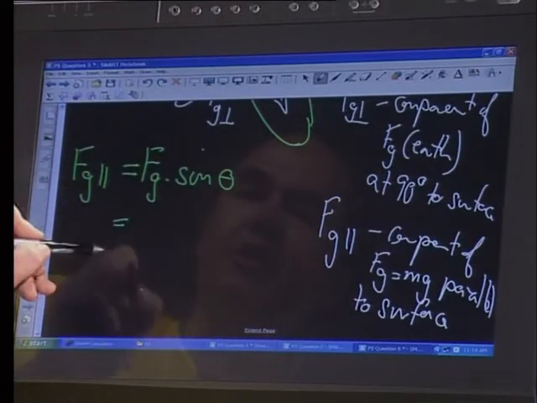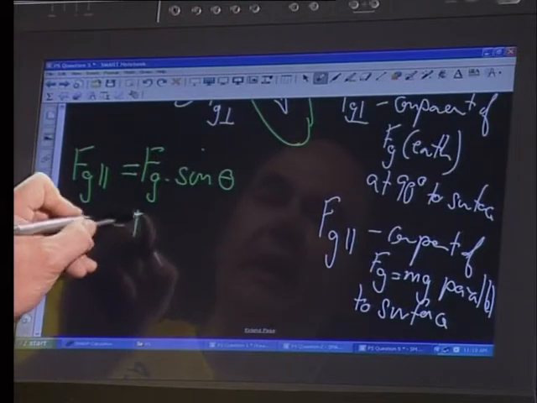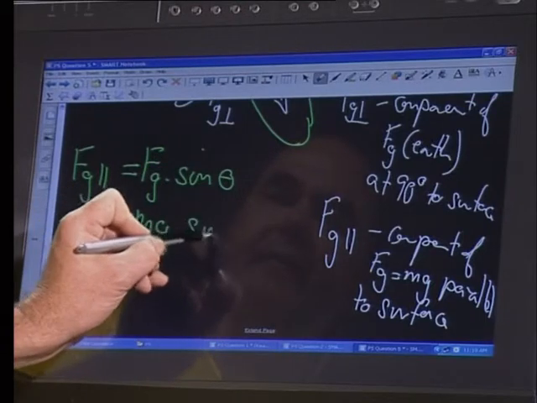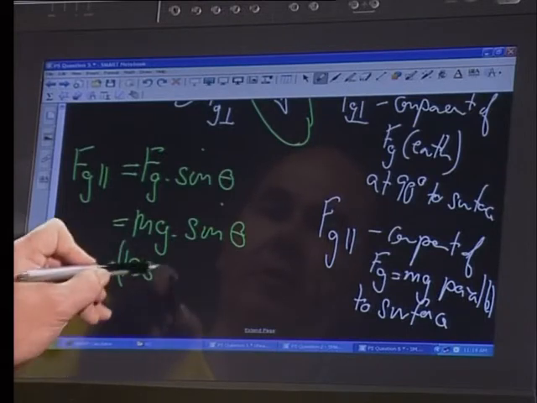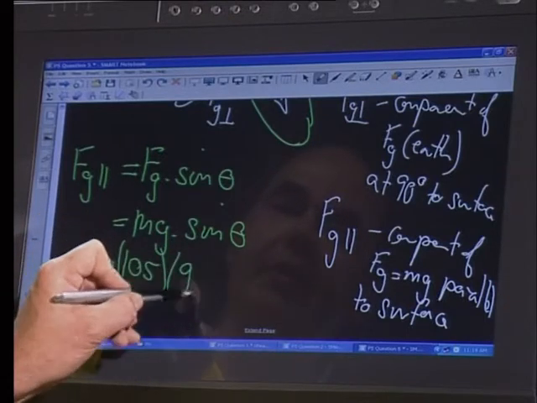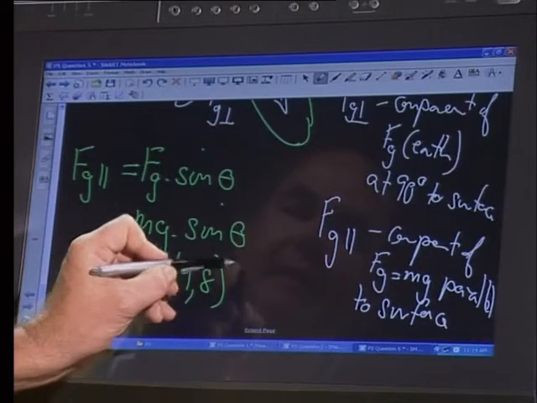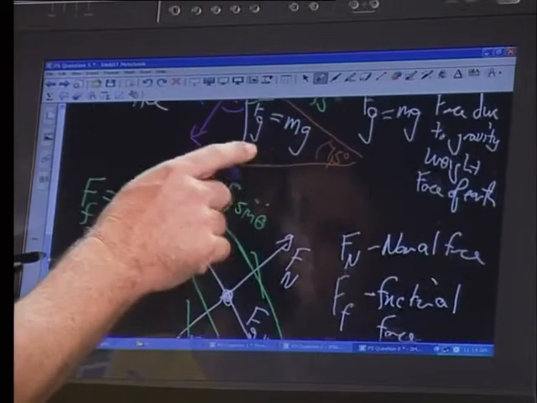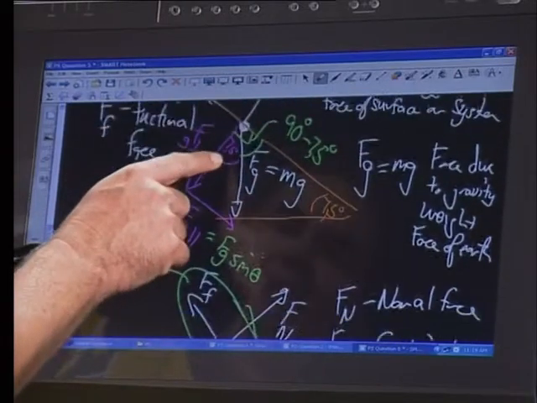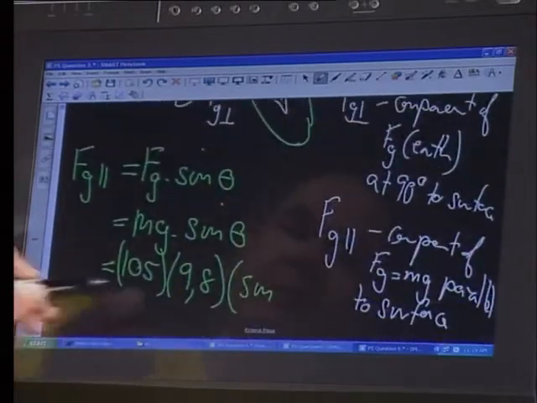Now, what is Fg? Remember, it's mg sine theta, and m was 105, and g is 9,8, and sine theta here, don't get confused here, it's the angle of inclination. It's this little angle, it's that angle there. So we want 7,5.